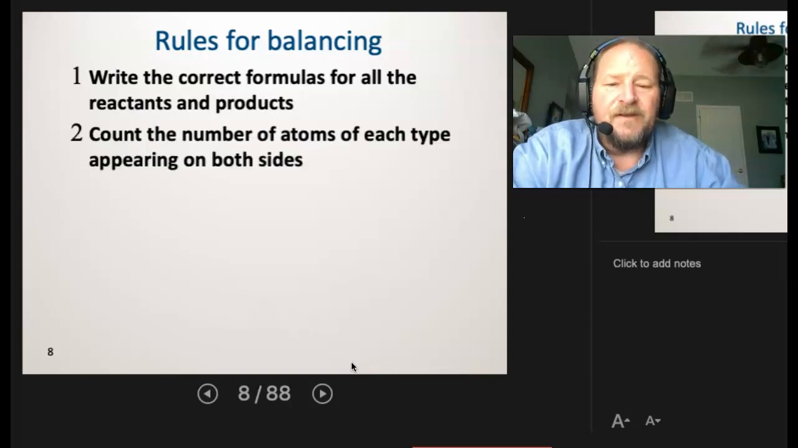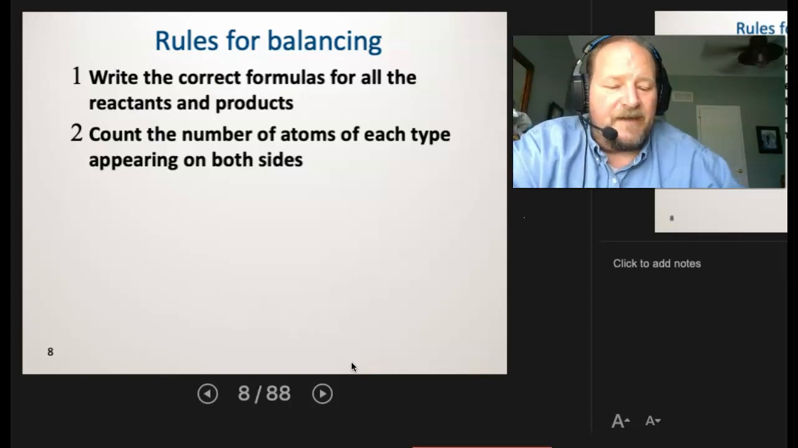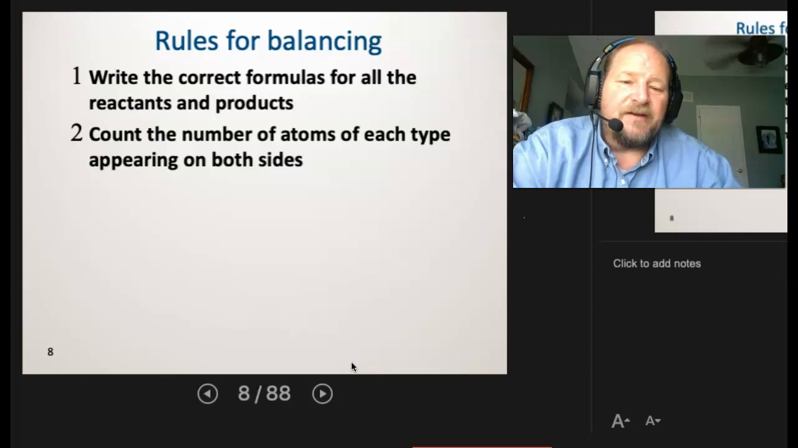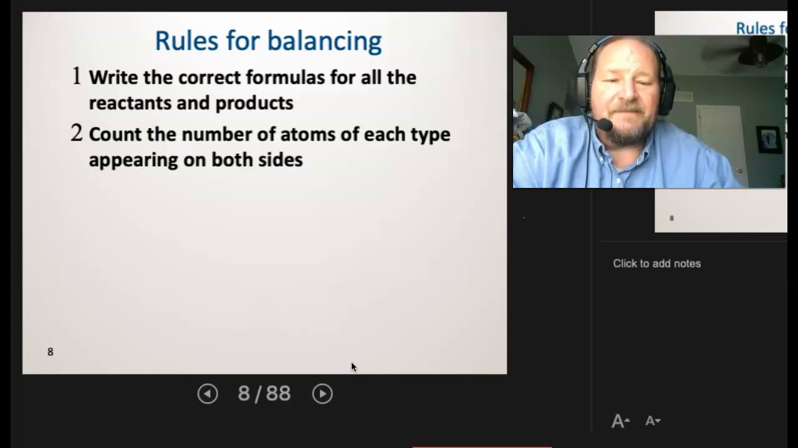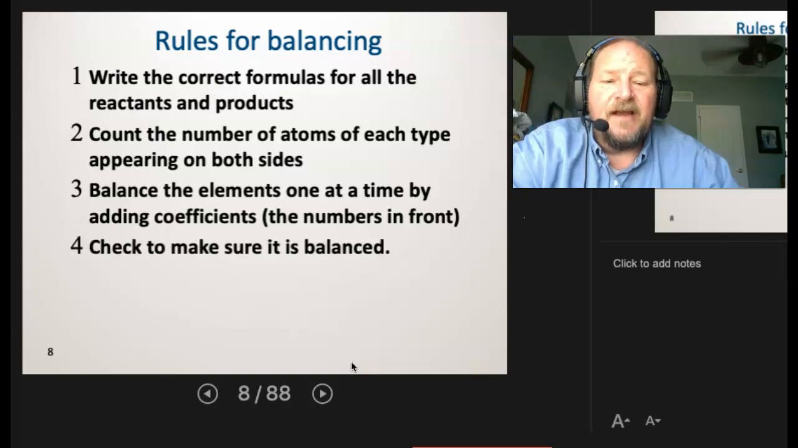The next thing you want to do is count the number of atoms of each type appearing on both sides. Right? So if I have 5 on one side and 2 on the other, that's not a problem, except we're going to have to fix that by balancing. And so we'll balance those elements one at a time by changing the coefficients, not the subscripts. At the end, we'll check to make sure that it's balanced.